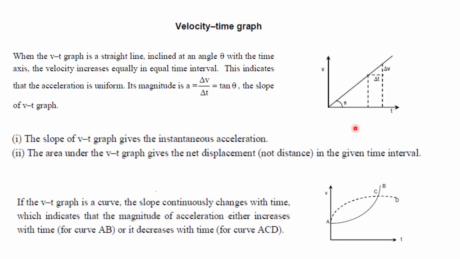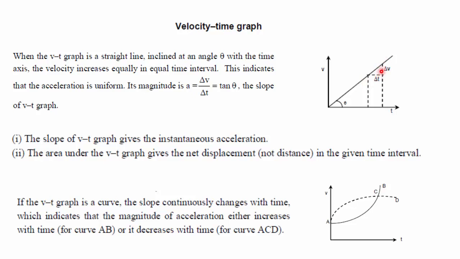Now what about the velocity-time graph? From the position-time graph we can also conclude about the velocity-time graph, or we can take an example from velocity and time information and draw a velocity-time graph. And the slope of the velocity-time graph will give me the acceleration.